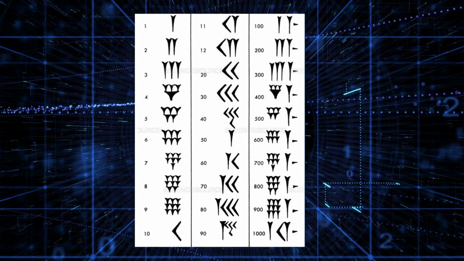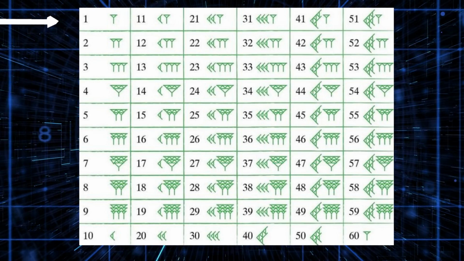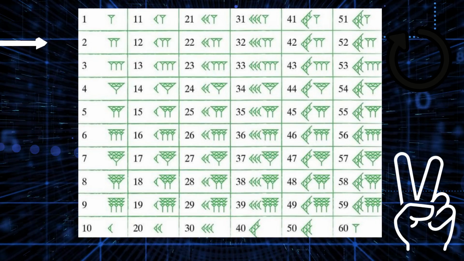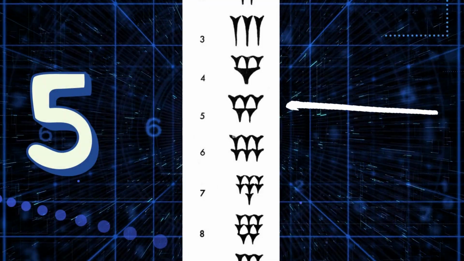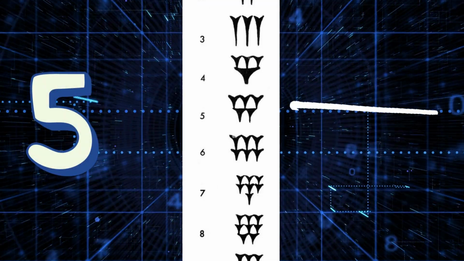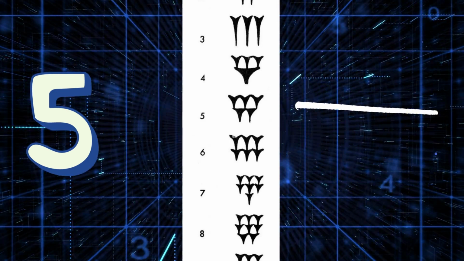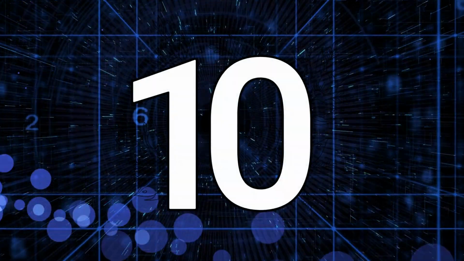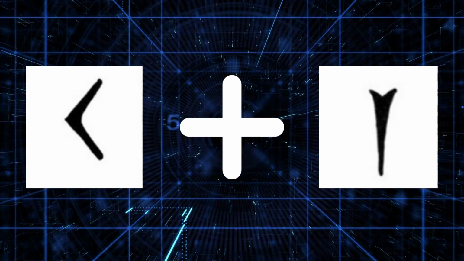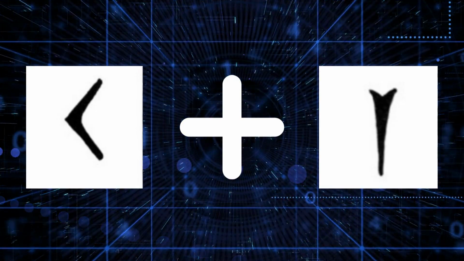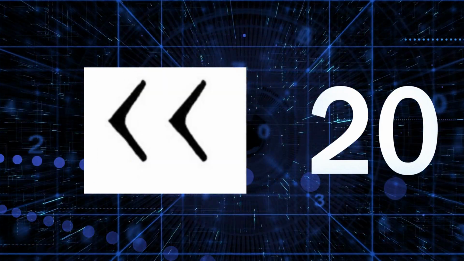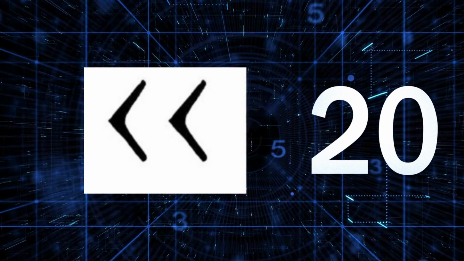As you can see, 1 is this symbol right here. 2 is the symbol for the number 1 repeated twice. For the number 5, they've arrived at a pattern, but it still consists of 5 symbols of the number 1. Similarly, for the number 10, the symbol denoted is this. So 11 will be the symbol for 10 and 1. 20 will be taken as 2 symbols of 10, and so on.